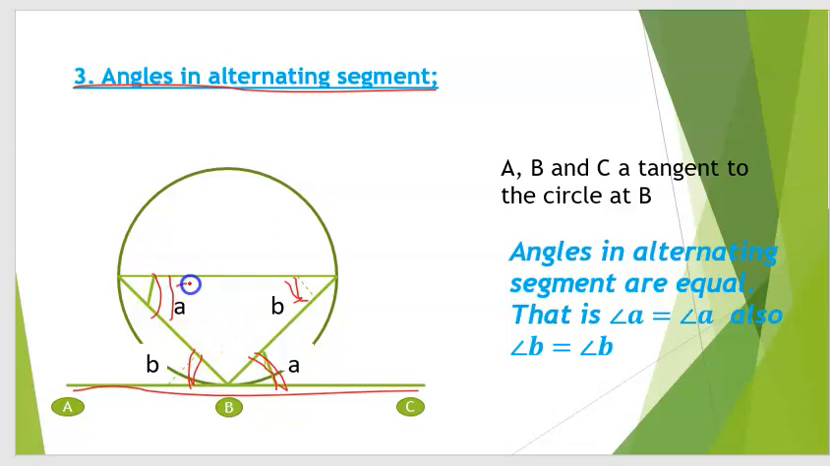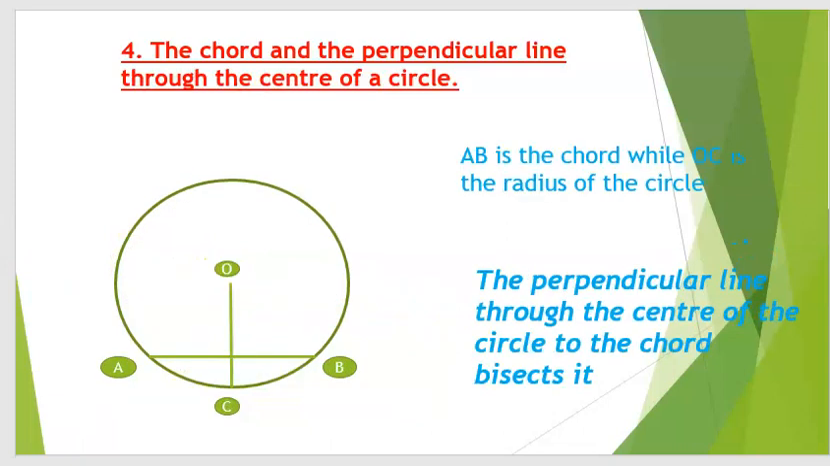So for example, if this angle A is 30 degrees, then this angle A here is also 30 degrees. So what we usually conclude is that angles in alternate segments are equal, as we have discussed. That one becomes our third property.